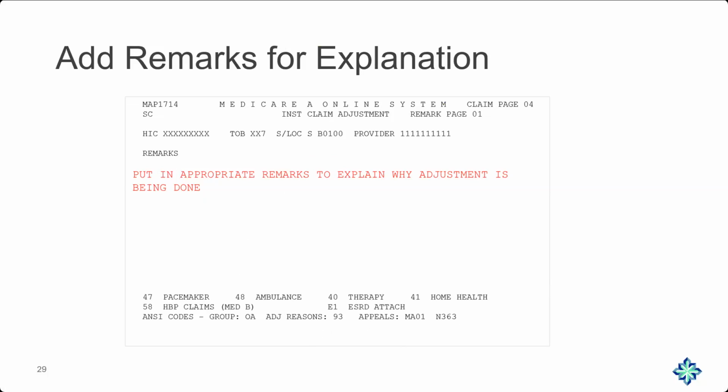So if you or a coworker maybe don't remember why the claim was adjusted, those remarks would be helpful. I don't know if you've ever had to look at claims that were processed by a previous biller or something like that. Sometimes it's not clear what that is. So remarks are recommended. Now they are required if you're using a D9 claim change reason code.